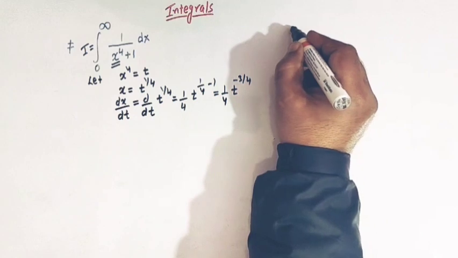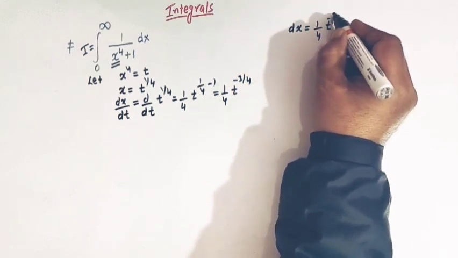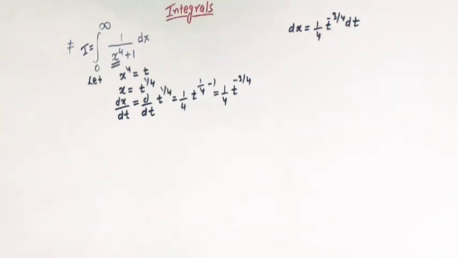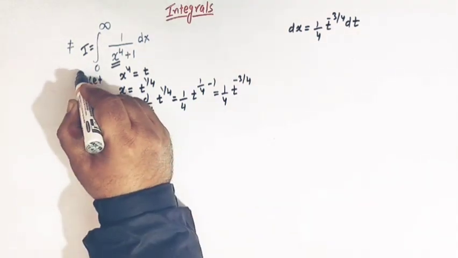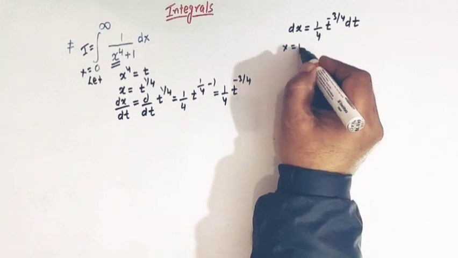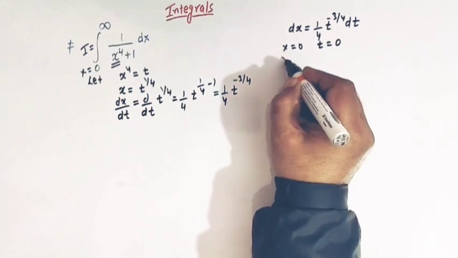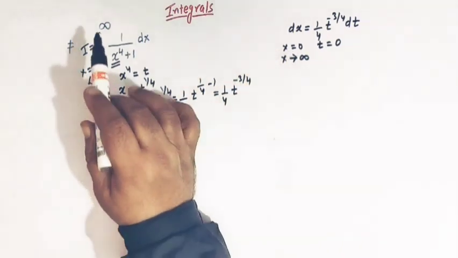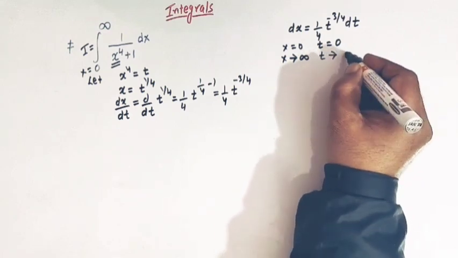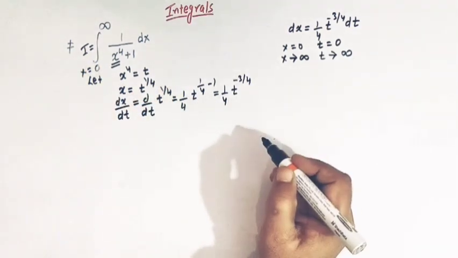So now dx can be written as 1 over 4 t raised to minus 3 by 4 dt, right? Okay, now see here the limits of integration vary from 0 to infinity. So when x is 0, then obviously t is also equal to 0, and when x tends to infinity, then the value of t also goes to infinity, right? So now we can write this integral in terms of t.